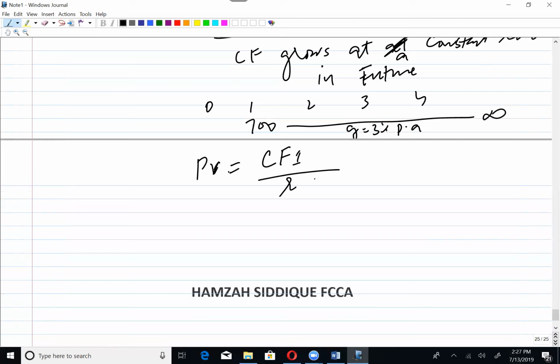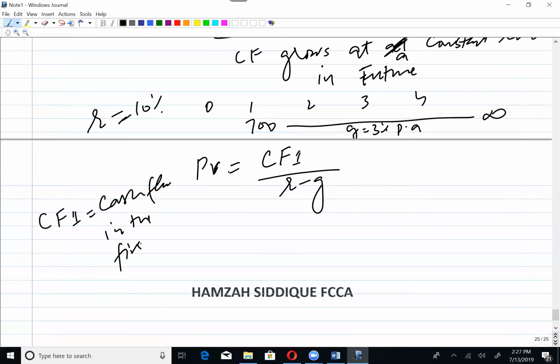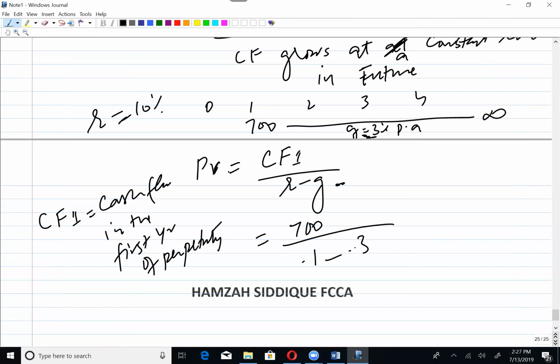CF1 divided by R minus G. CF1, what is one? CF1 is the cash flow in the first year of perpetuity. So 700 divided by 0.1 minus growth rate, G, 0.03. So answer will be here, present value. That is 10,000. Perpetuity with growth.